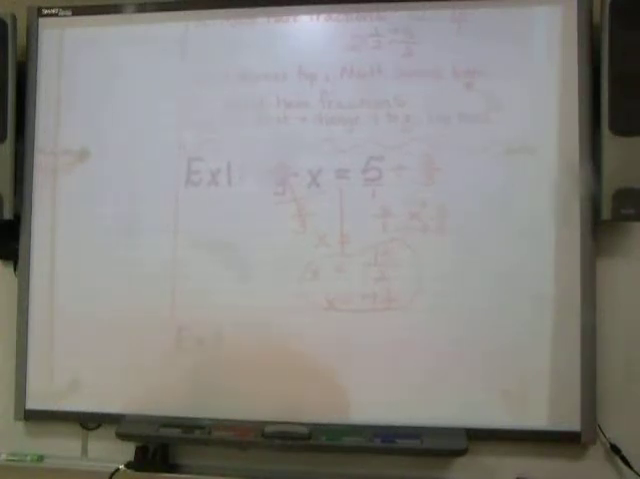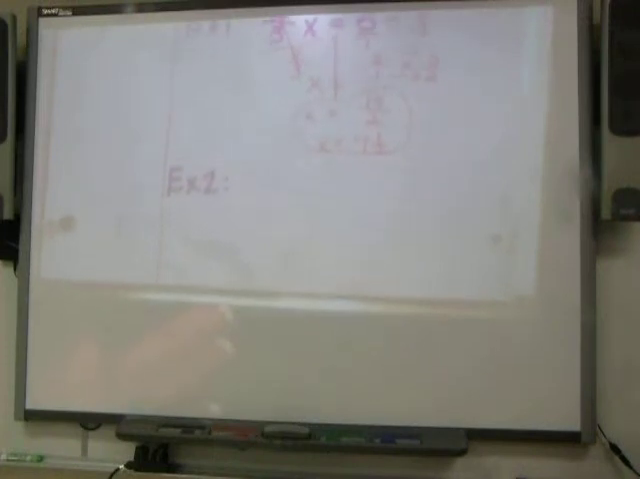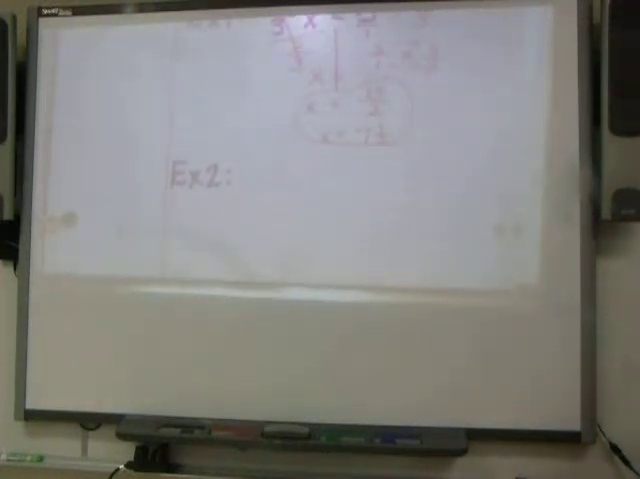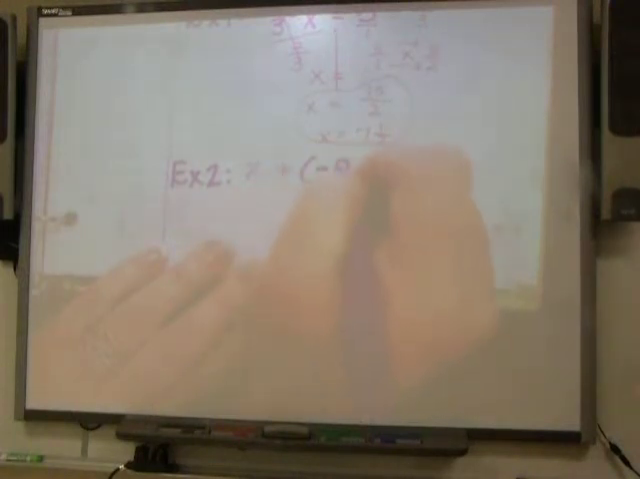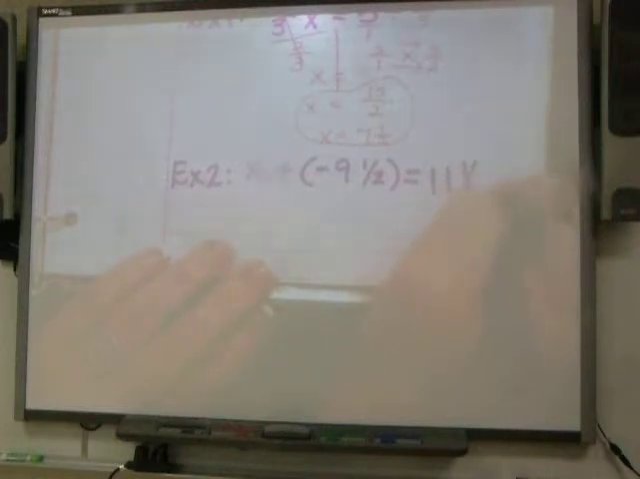Example 2. x plus -9.5 is equal to 11 1/4.